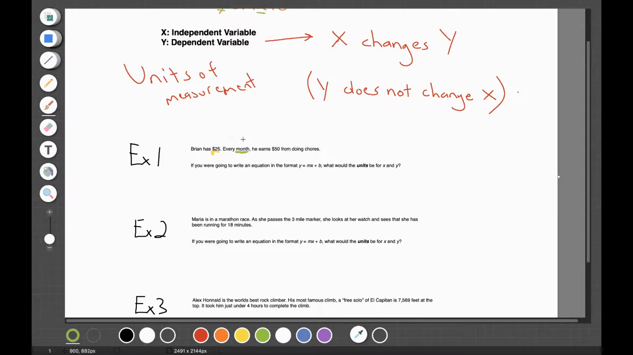Well, which one affects what? Does months affect how much money you have, or does how much money affect how many months it's been? So let's think about that. Which one changes what? Well, the months, if you're earning money every month, then the months change the money. So that makes this our independent variable, our x, and this our dependent variable. So the x, what units are they talking about? Well, it's time. They're talking about months. Our y is talking about $25. Dollars would be the units there.